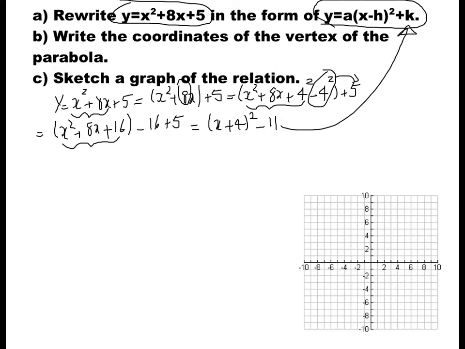Now it says part B, find the coordinates of the vertex. If I look at this equation, I can see that the vertex is going to be (negative 4, negative 11). Remember, the equation is (x minus h) squared, and this is plus 4, so this means that h has to be negative 4, and k is negative 11.